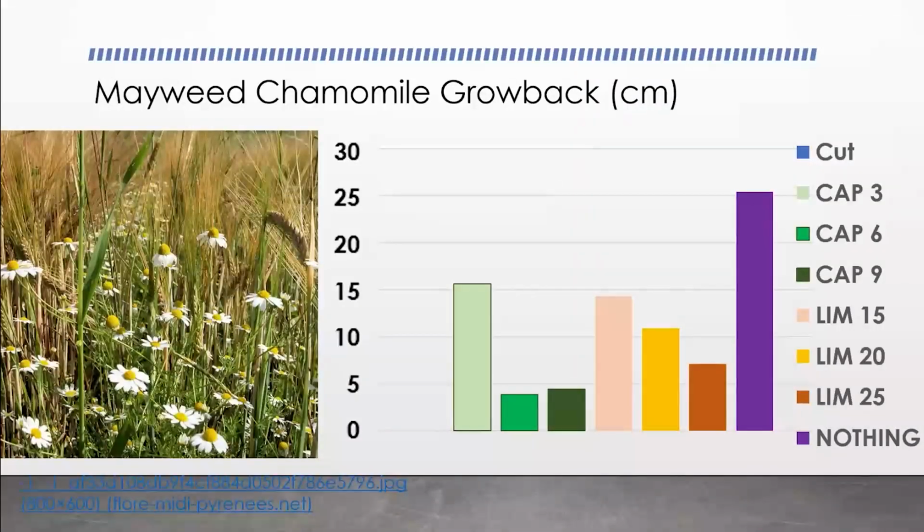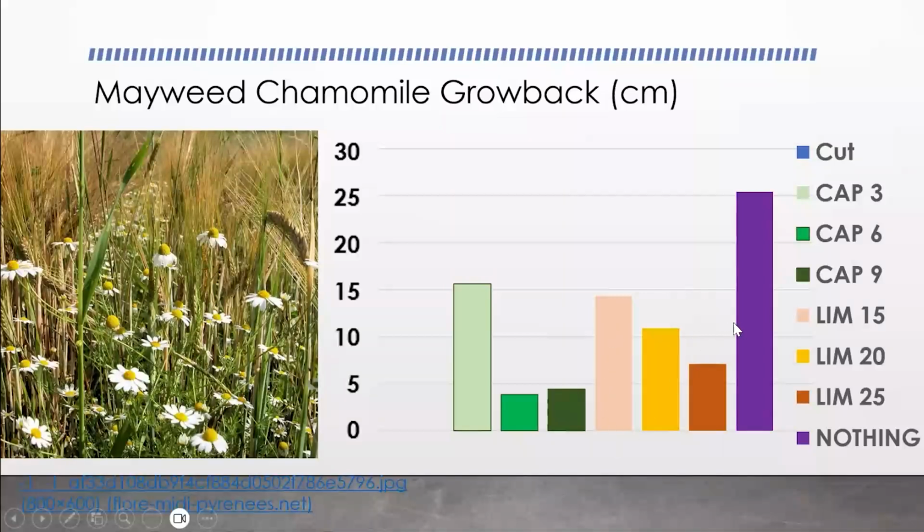Mayweed chamomile, stinking chamomile, or dog fennel is a difficult weed to kill due to its ability to grow back after killing above ground portions. This graph shows the Mayweed chamomile growback after treatments, with the green representing capric and caprylic acid treatments, with the lighter colors being a lower dose concentration, and the darker being the highest recommended concentration. The same is true for limonene.